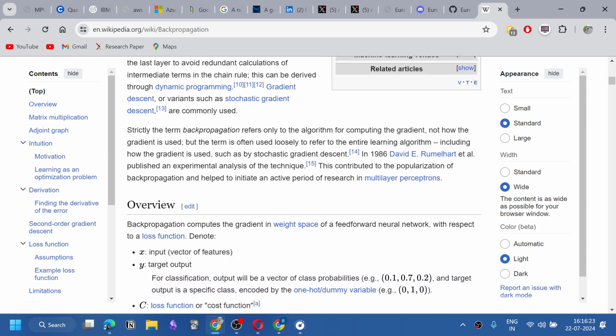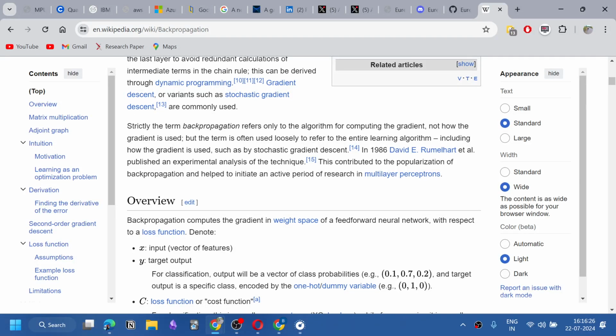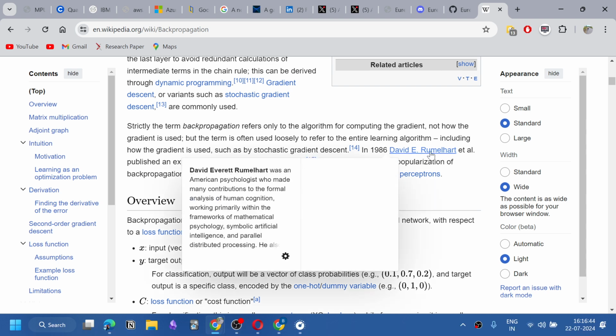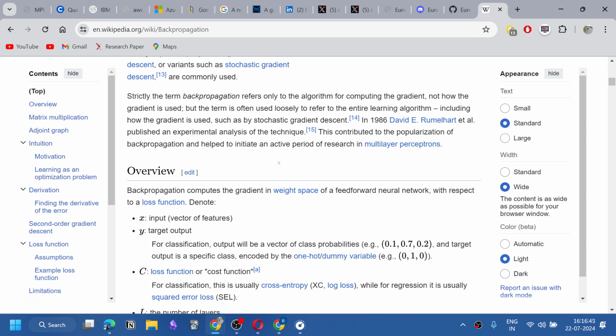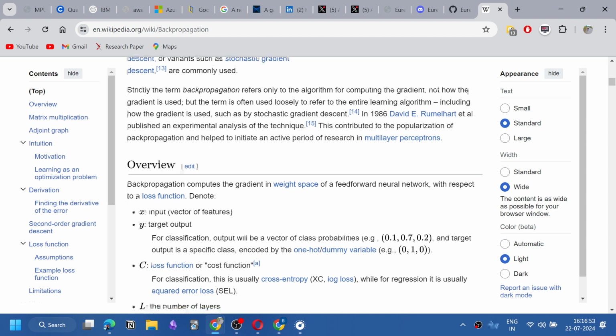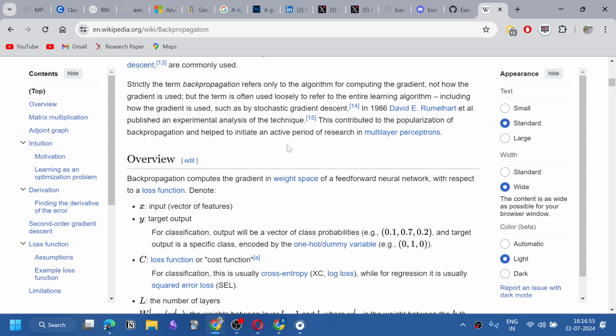Gradient descent, or variants such as stochastic gradient descent, are commonly used. Strictly, the term backpropagation refers only to the algorithm for computing the gradient, not how the gradient is used, but the term is often used to refer to the entire learning algorithm, including how the gradient is used, such as stochastic gradient descent. David E. Rumelhart published an experimental analysis of the technique. This contribution helped to initiate an active period of research in multi-layer networks.